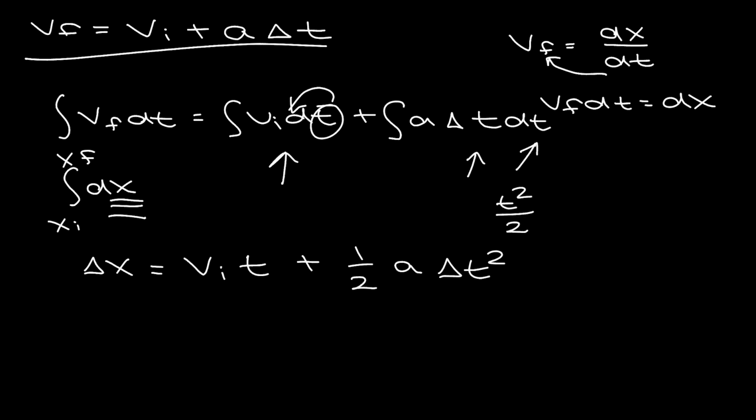So we are left with the displacement is equal to the initial velocity times time plus 1/2 times a times delta t squared. Also with this equation, be careful that the question does not have an initial position, because if there is an initial position, such as in a graph problem, you need to make sure that you add that to the equation.